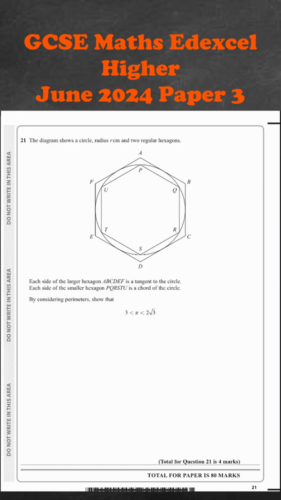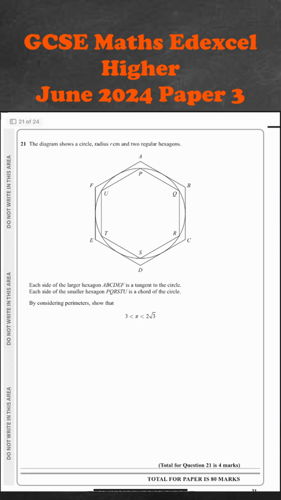Okay, so if we look at the inner hexagon first, each side is a chord of the circle, subtending 60 degrees at the center. And we know that the chord length is going to be 2r sine 30. Sine 30 is a half. So this is going to be 2r times a half, which just gives us r, where r is the radius of the circle.